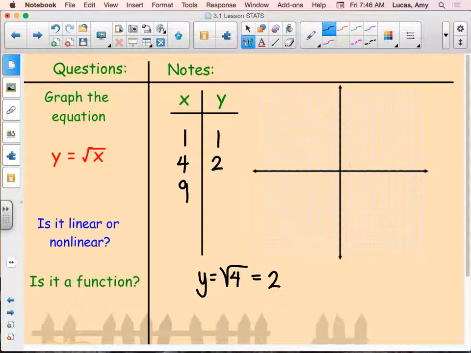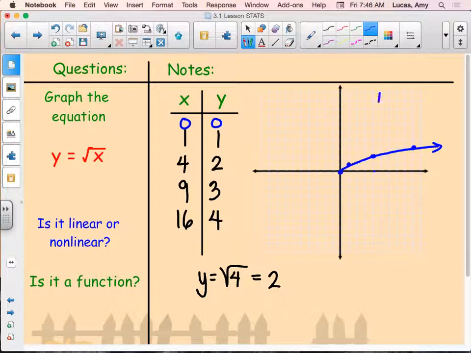The square root of 9 is 3. And I could keep going. The square root of 16 is 4. So 1, 1, 4, 2, and then 9, 3. I could put in 0. The square root of 0 is 0. And you can see that this one does curve. It almost looks like half of that parabola that we had when we had x squared.